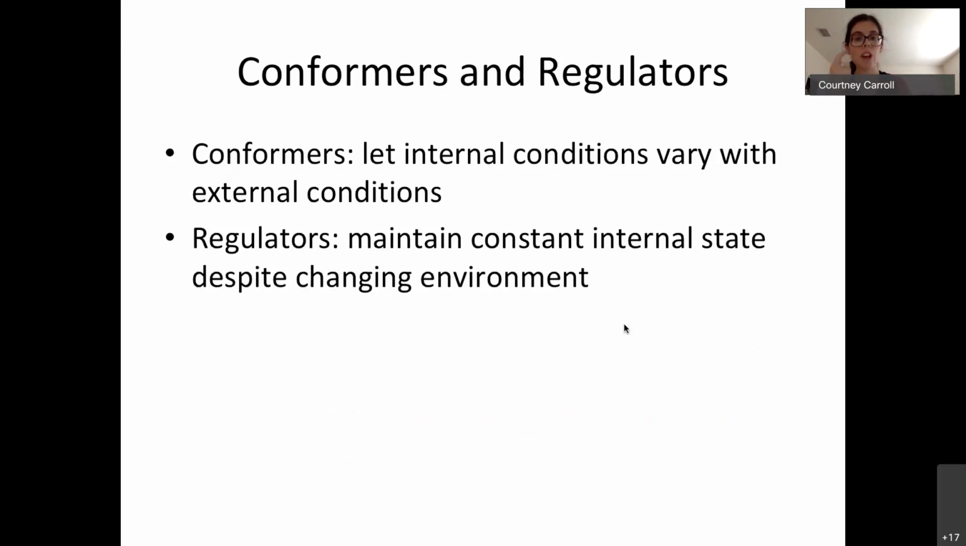So there are two general strategies, conformers and regulators. Conformers let their internal conditions vary with the external conditions. So they just conform to their environment. These are the animals that give into peer pressure. They're going to just say, whatever the concentration is outside of me, that is what I am going to be. Whereas regulators maintain a constant internal state despite a changing environment. So they're going to maintain their internal conditions no matter what kind of environment or surround they're in.